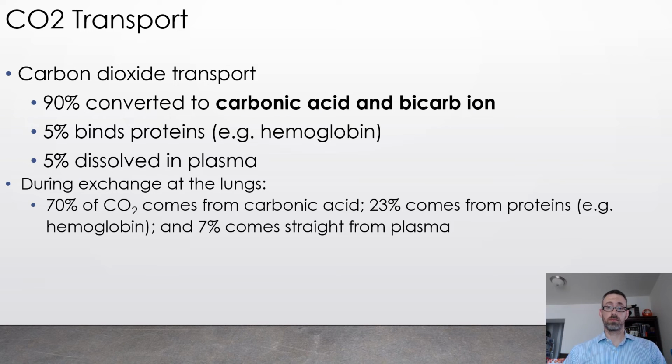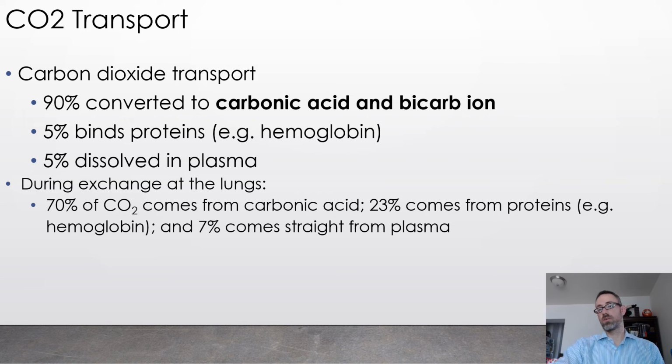Now, in terms of CO2, we talk about oxygen primarily bound to hemoglobin, which gives us our greatest quantity, and then there's the freely dissolved oxygen, which is a much smaller quantity, but the dissolved oxygen contributes to that partial pressure. The CO2 transport is different. Carbon dioxide, 90%, is converted to carbonic acid and then a bicarb ion. I'll draw that equation in just a minute. 5% is bound to proteins like hemoglobin, at a different site than oxygen. And then 5% is dissolved directly in the plasma.